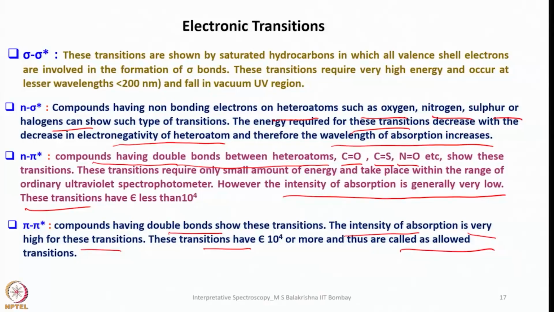In my last lecture I started talking about UV visible spectroscopy, so let me continue from where I had stopped. We started talking about electronic transitions. Of course, electronic transitions can be broadly classified into 4 types: sigma to sigma star, n to sigma star, n to pi star, and pi to pi star.